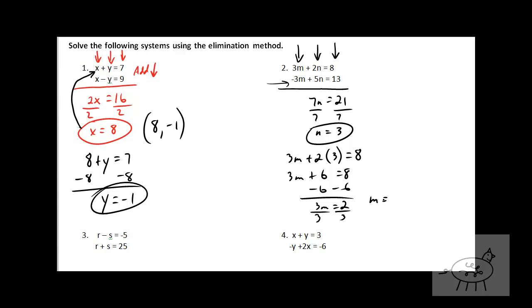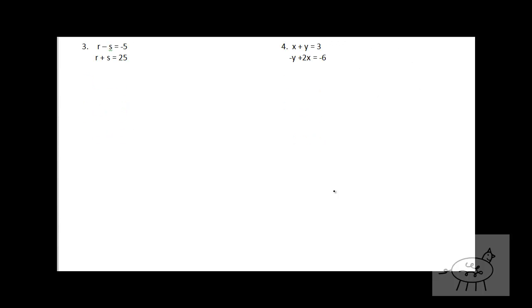M equals 2/3. So I'm going to tell you, this is probably the nastiest one that you're going to get. Most of the problems that you're going to get do not have any fractions. Okay, so don't panic when you see a fraction for this one because most of them don't have it. But that's my answer right here. M is 2/3, N is 3. Okay, pretty easy. Let's keep going here.